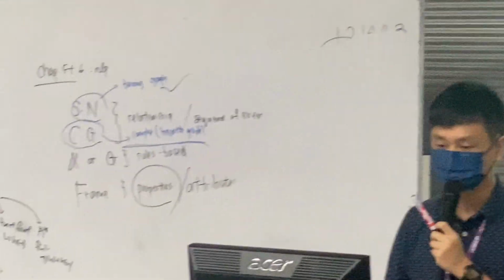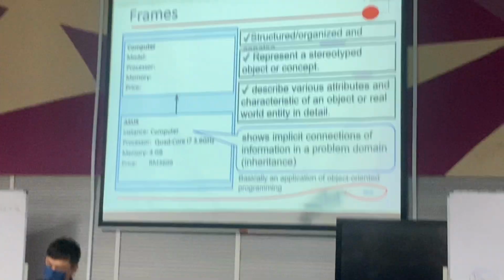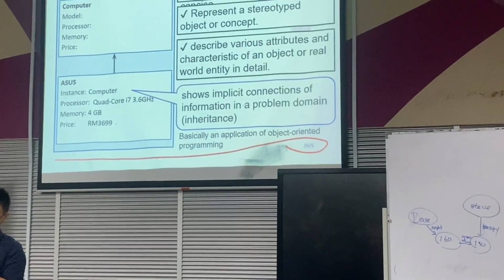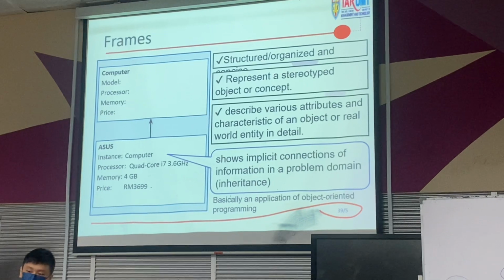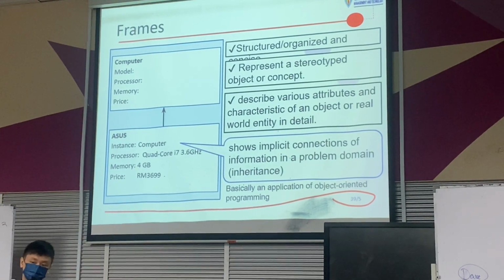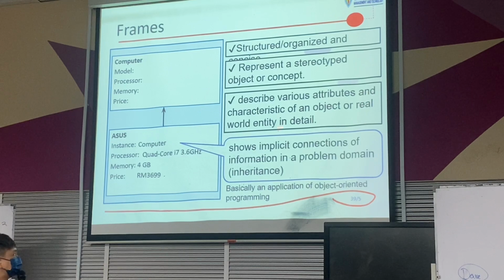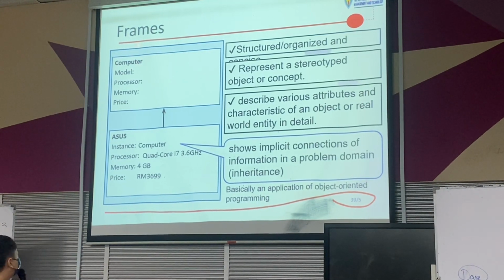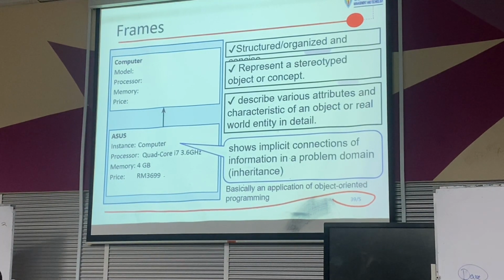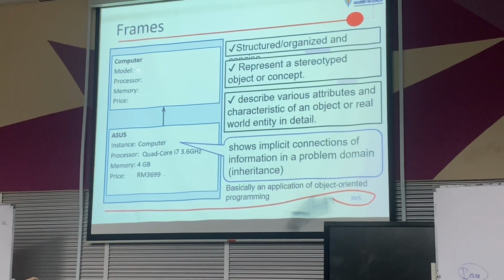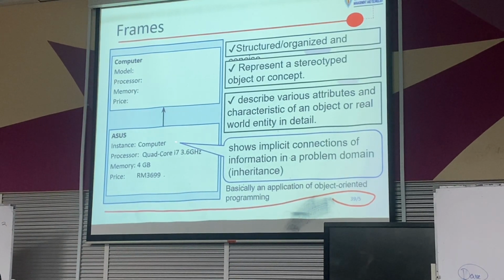Okay, so this is an example of how the frame works. Remember, to build frames there are 3 important elements you have to include. The first one is the class name here, computer. This is the name of this class, so you have to indicate it here. The second element is the attribute, the properties. The third element is the value. If you don't have the value, you can just leave it blank.